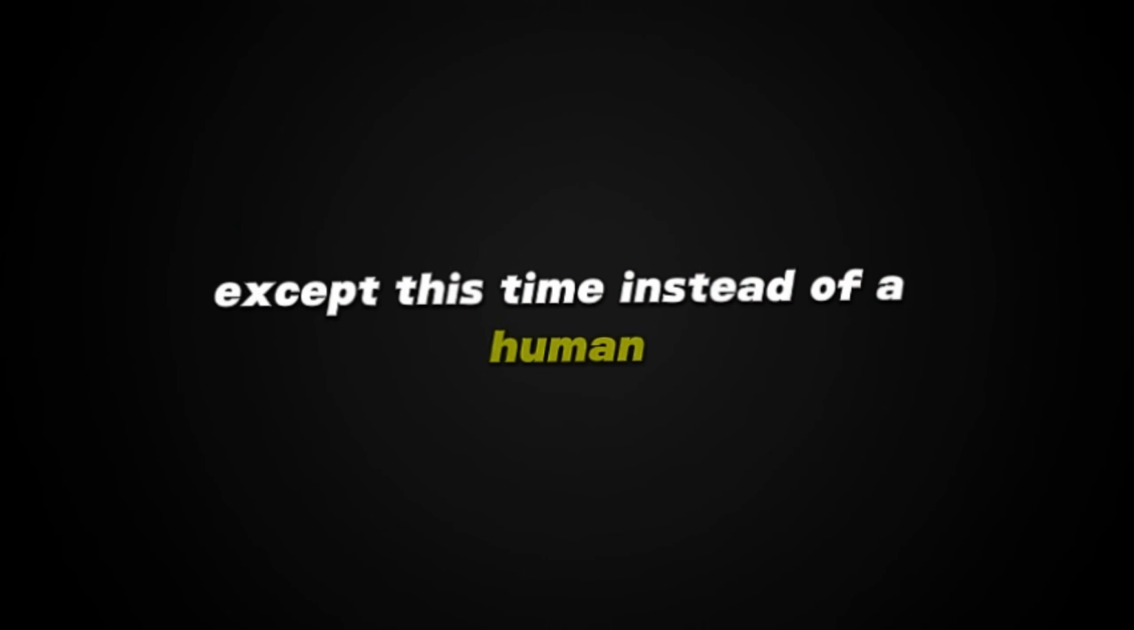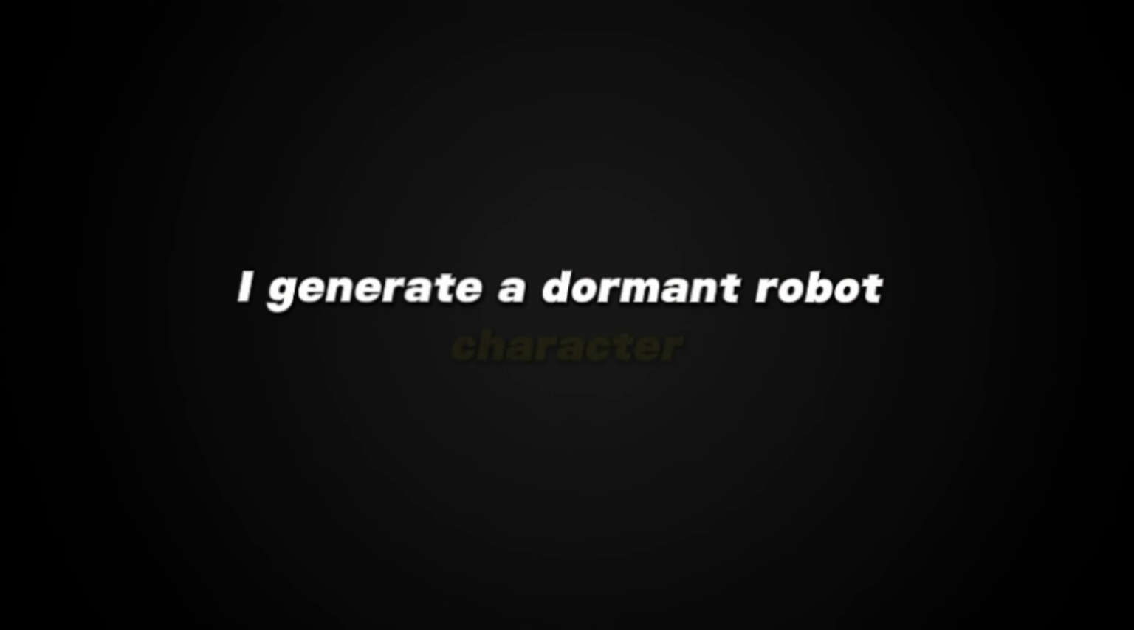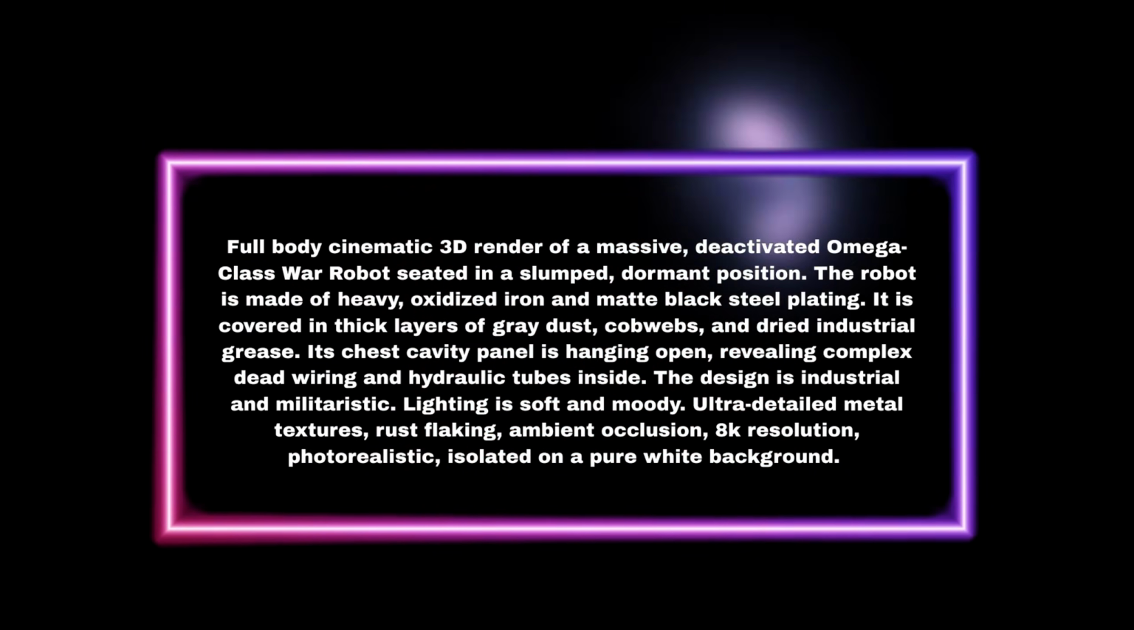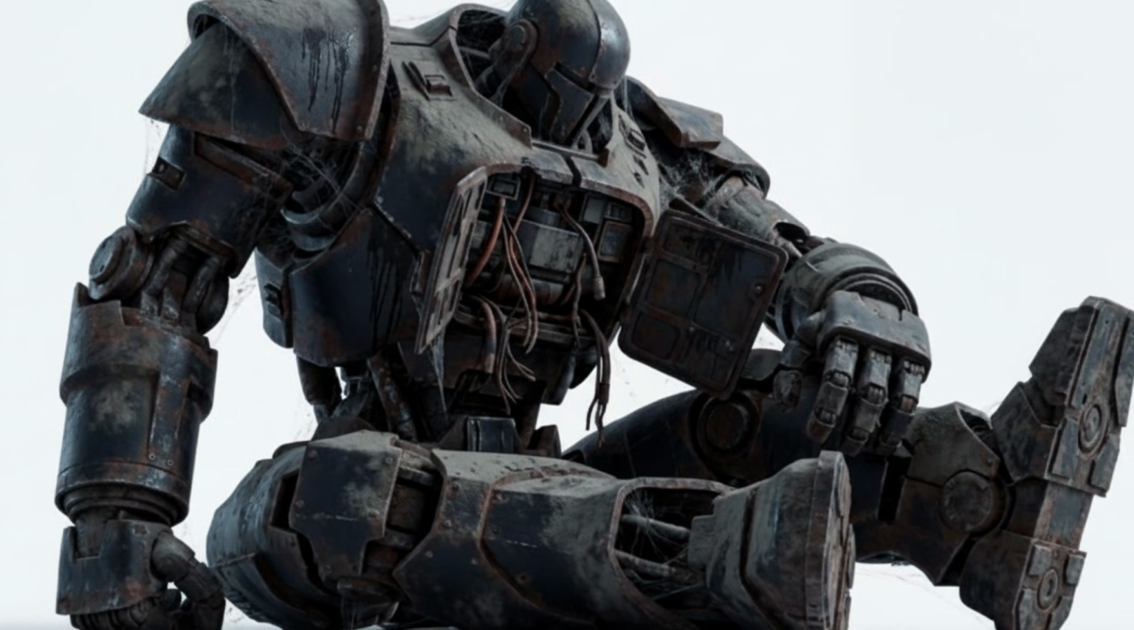and then I repeat the exact same process for the second character, except this time, instead of a human, I generate a dormant robot character. I outline the animation style, the robot's condition, the design language, and the lighting. And this is the result.